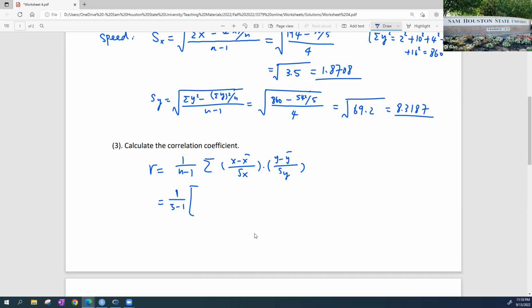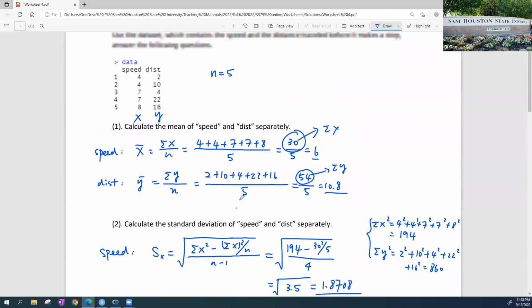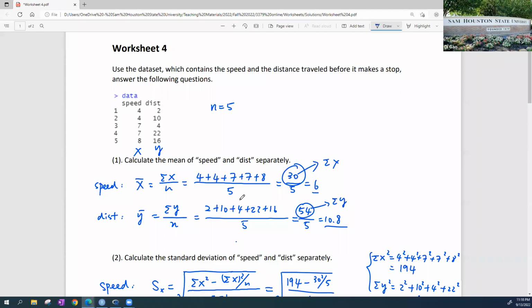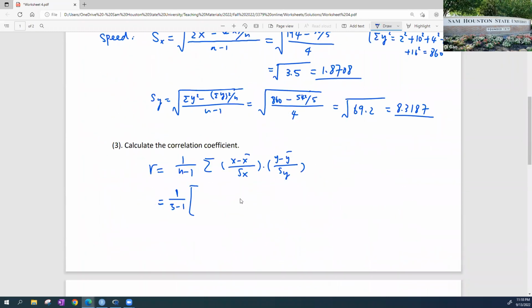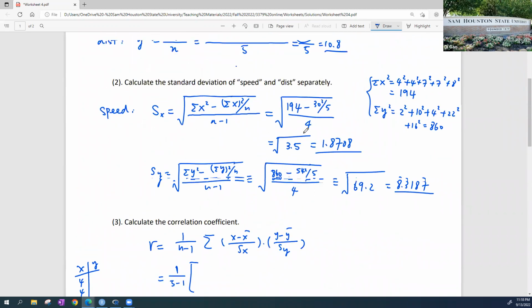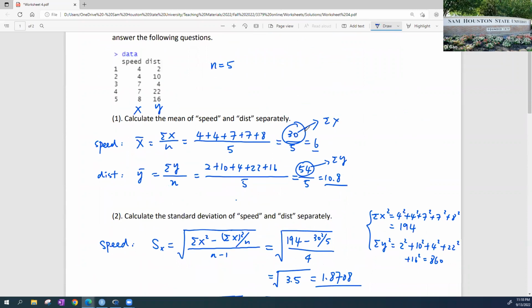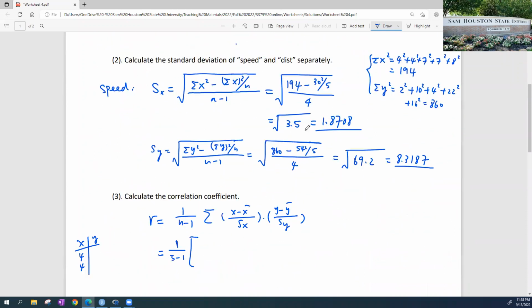So first, the x values. Let's write it out. We have x, which is 4, 4, 7, 7, 8. And then for y, 2, 10, 4, 22, 16.